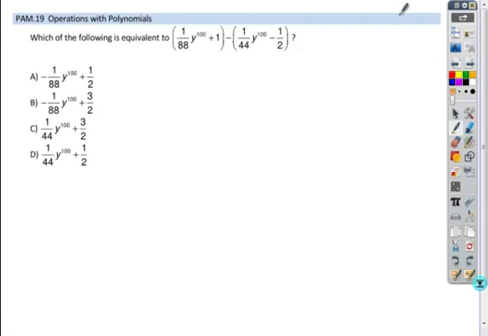The next type of operation with polynomials is a similar kind of thing. This is on page 17. Once again, this is done with no calculator, so I want you to see if you can come up with the answer to this.